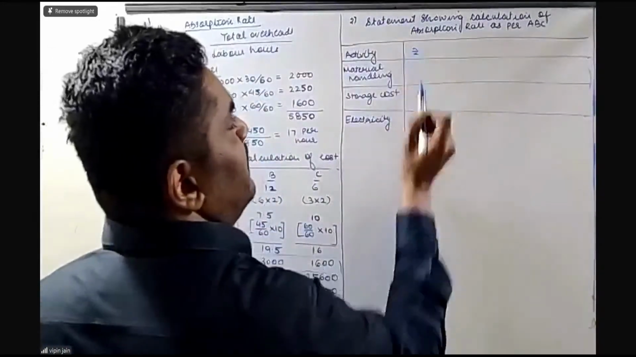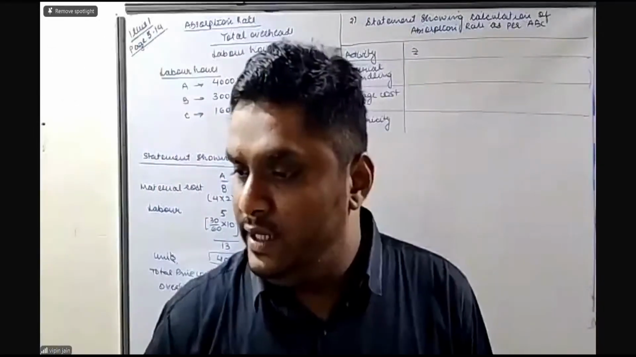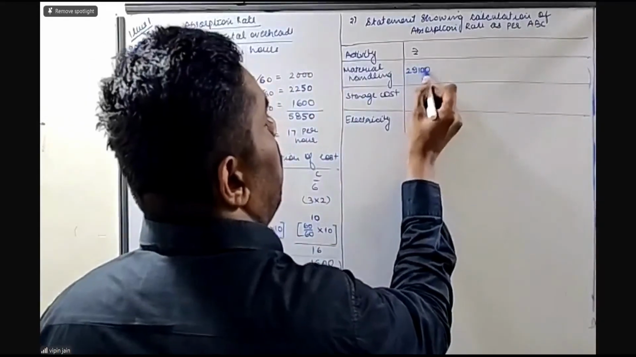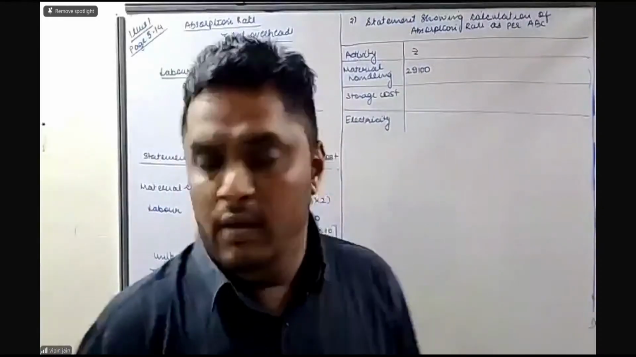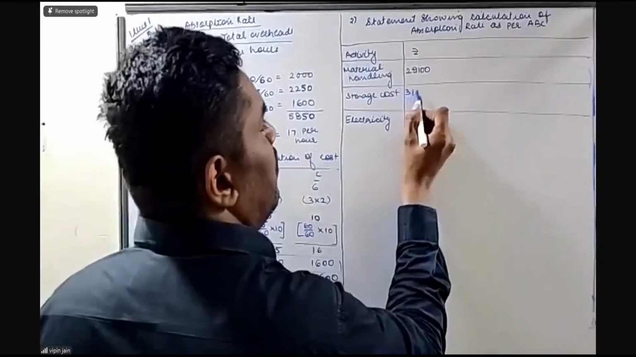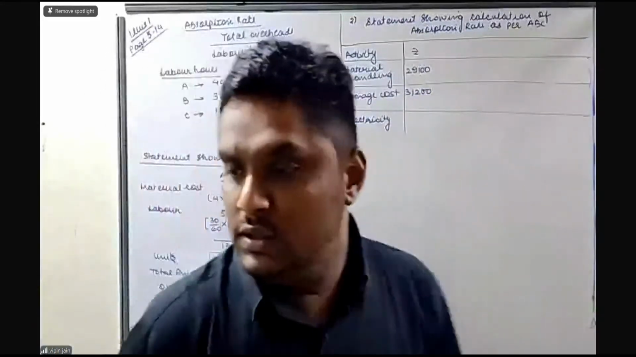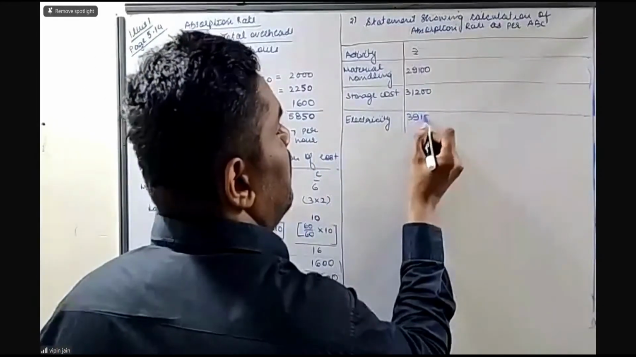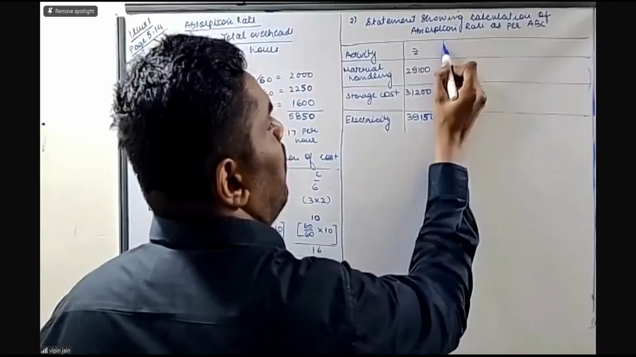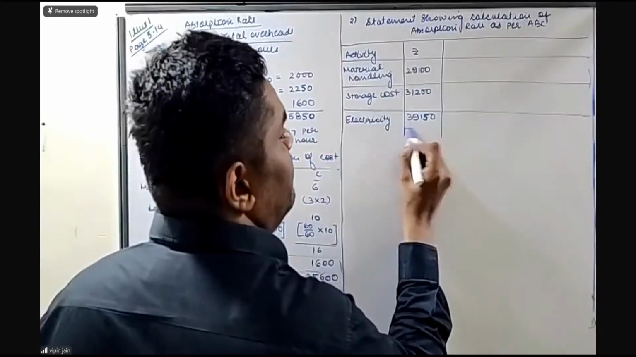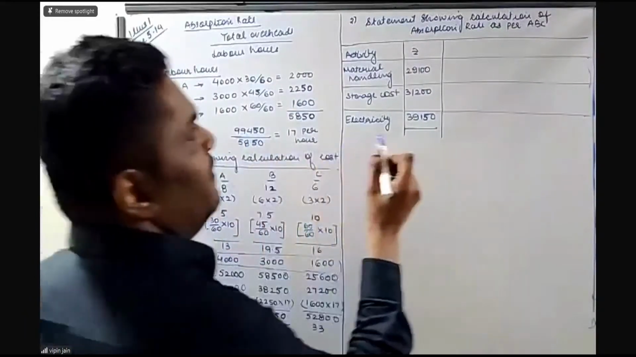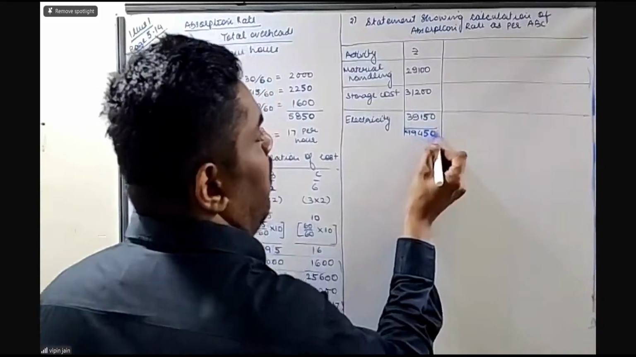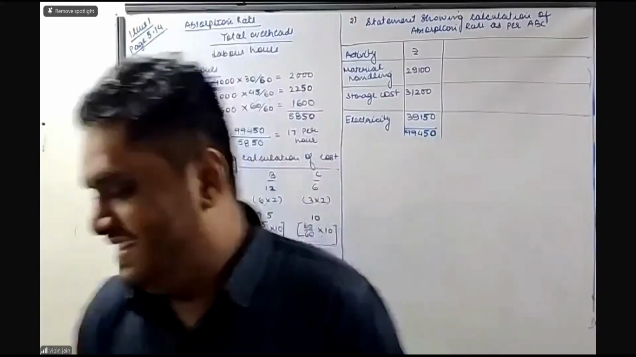Now the amount is also given, that is the cost relating to a particular activity. It is 29,100 for material handling, 31,200 for storage cost, and 39,150 for electricity. The total will be the same, that is 99,450. Let me cross check the total, 1 second.